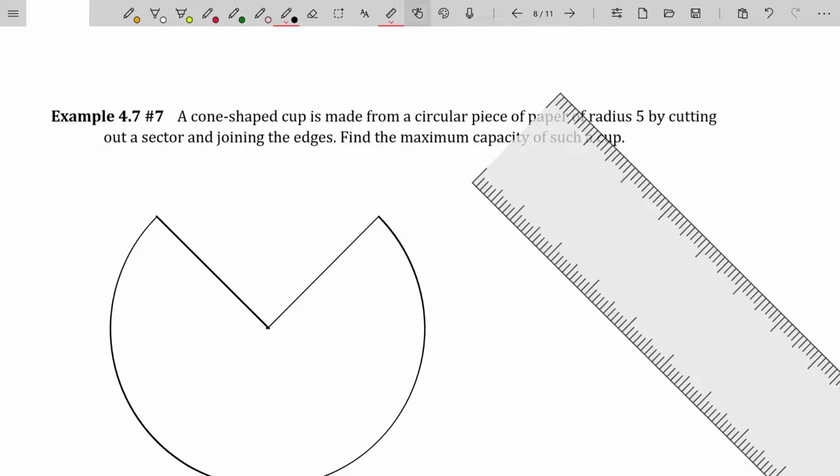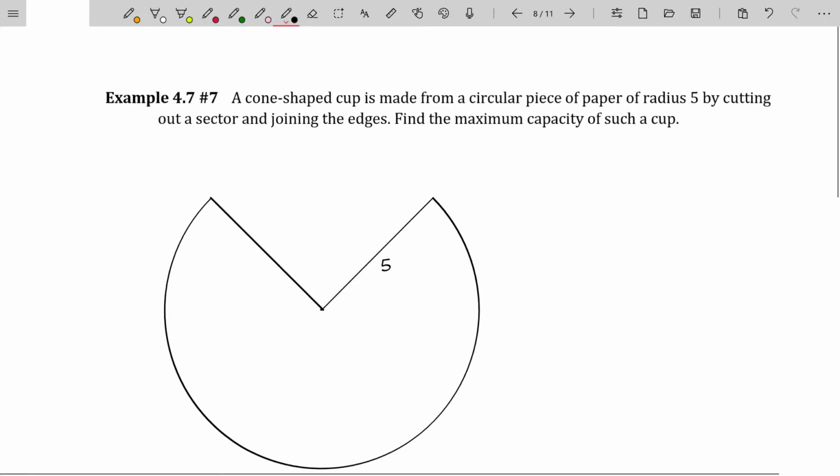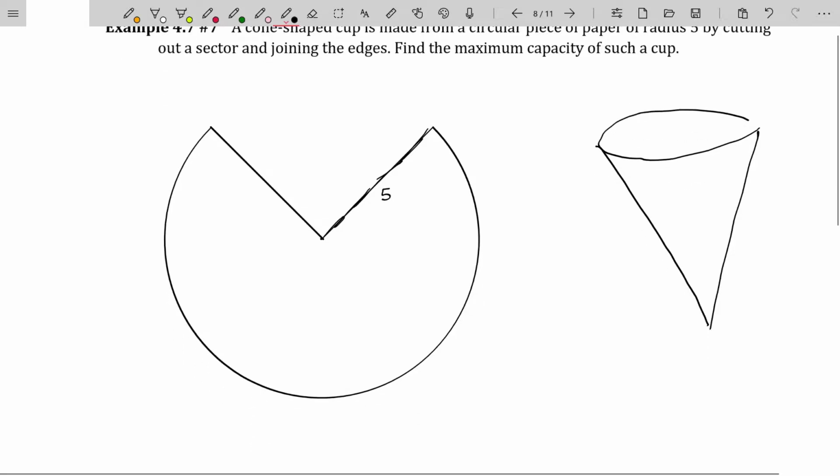This length is 5, of radius 5. Again, nobody tells us any units. 5 inches, 5 feet, what do you got? Okay, we're going to cut out a sector, which is what we've just done, and we're going to join those edges. So then you get a cone, right? Well, that was a terrible cone. I freehanded that, sorry about that. Let's see if I could do this a little bit better. Well, it's a little bit better. Okay. So these two edges here will be glued together. The question is, what is the maximum volume or capacity of that cup?